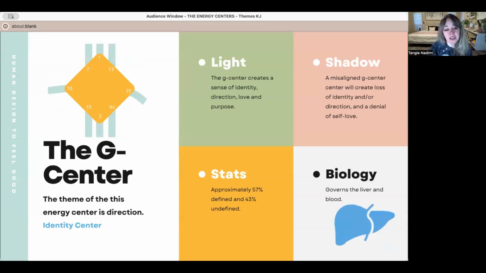The G center, the theme of this energy center is direction. It is our only identity center in human design. So the light of this center creates a sense of identity, direction, love, and purpose. The shadow here, misaligned G center, will create loss of identity and or direction and a denial of self-love. About 57% of people have it defined, 43% undefined, and it's going to govern the liver and the blood. So with the defined G center, there is a certain level of consistency in identity, direction, and purpose.